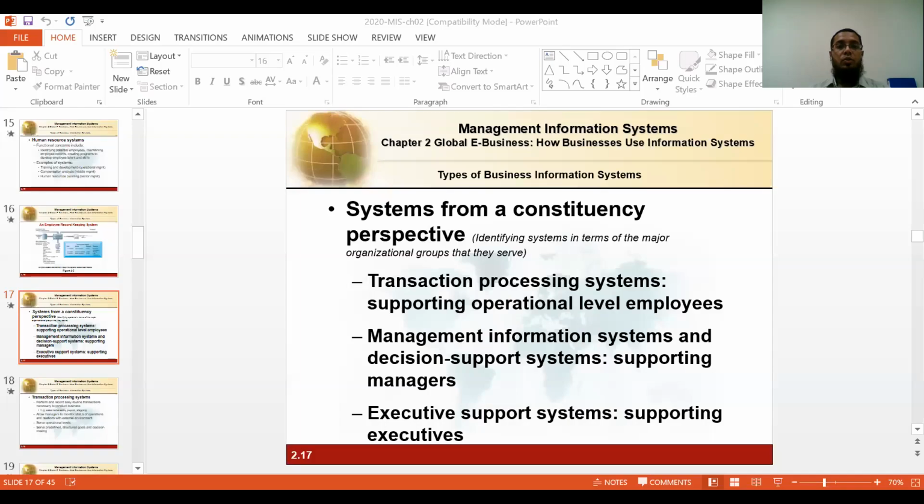Bismillahirrahmanirrahim. Continuing our lecture. We were on the types of business information systems, and systems from a constituency perspective. I went online and found that the constituency perspective identifies systems in terms of the major organizational groups that they serve. The major organizational groups are of three types. One is the transaction processing system, which supports the operational level employees.